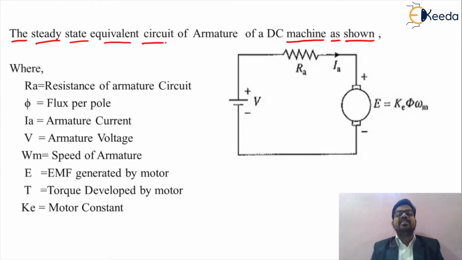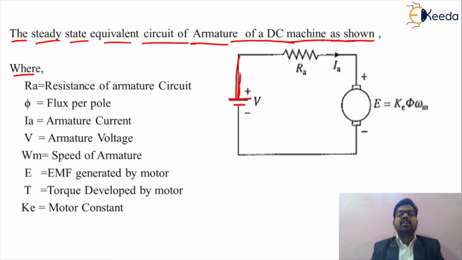So for understanding the basic equations of a DC drive or DC motor, first of all we can understand the steady state equivalent circuit of the armature, because a DC motor has an armature and a field. But for the sake of understanding, we can now take the armature circuit of the DC motor. So friends, this will be the diagram of the armature circuit of your DC machine or DC motor.